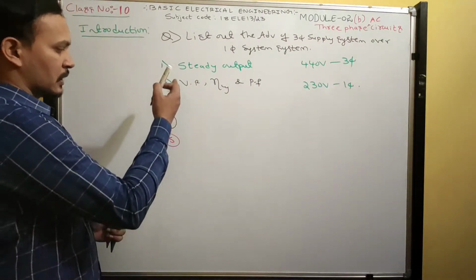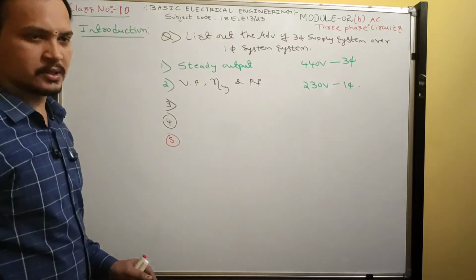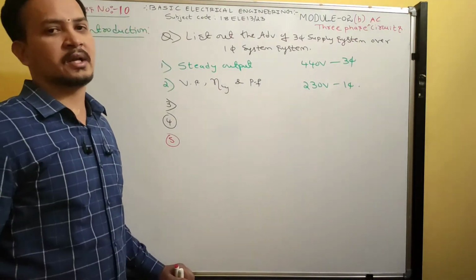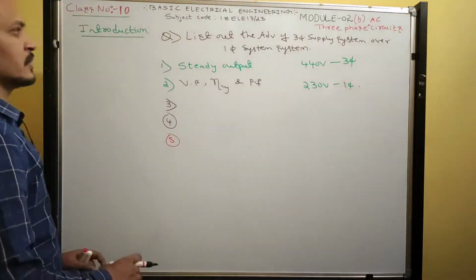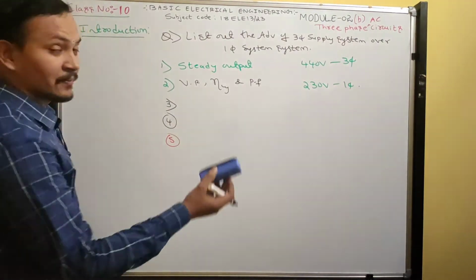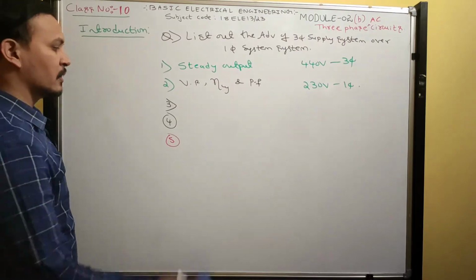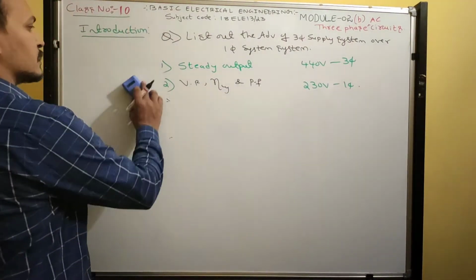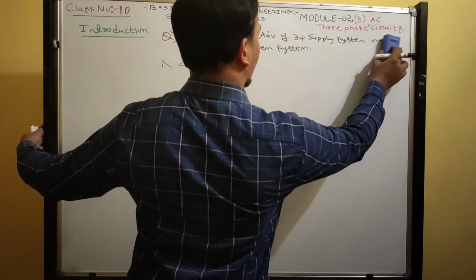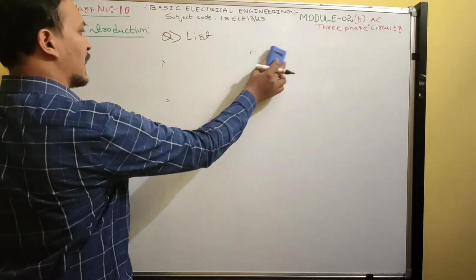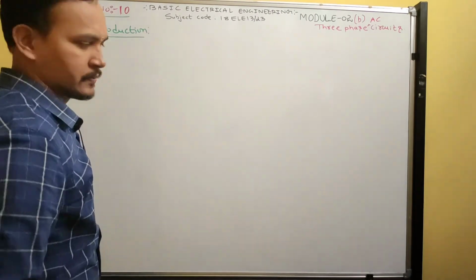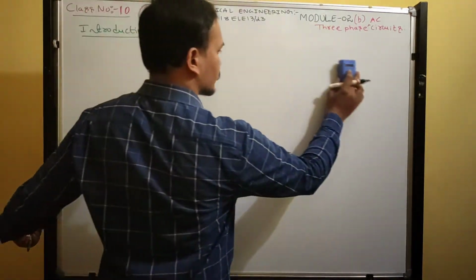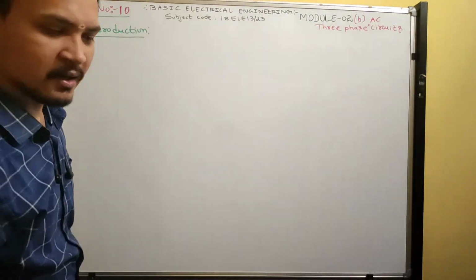Like this, you can list out n number of advantages. You can Google it, you will get much better points. What is important for the exam is how three-phase supply is generated. And in the three-phase supply system we have two technical terms, called balanced supply system and unbalanced supply system. So we can discuss how three-phase supply is generated.